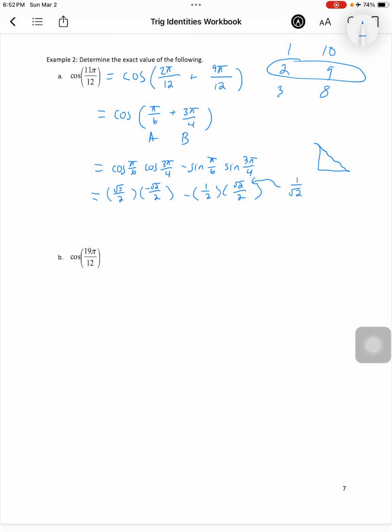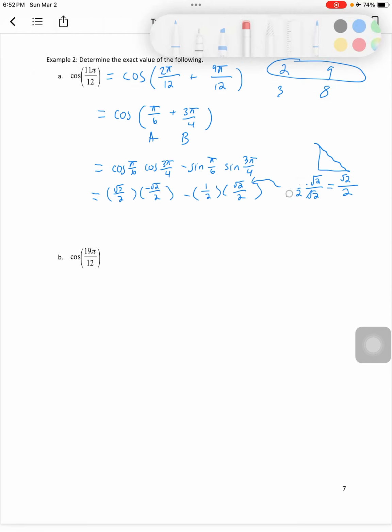In order to rationalize, just a little review, you're going to multiply your numerator and denominator by the square root. So here, the square roots cancel. So 1 times square root 2 is square root 2, and your denominator is just going to be 2. That's how you rationalize.